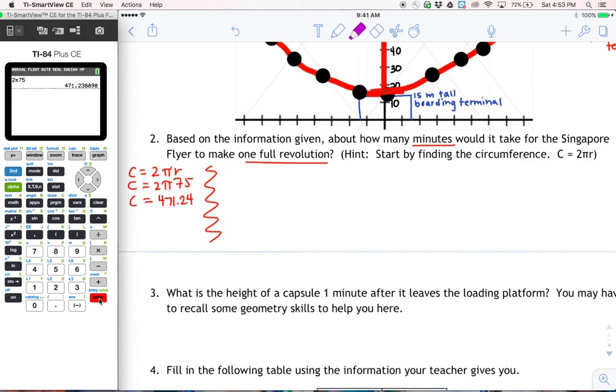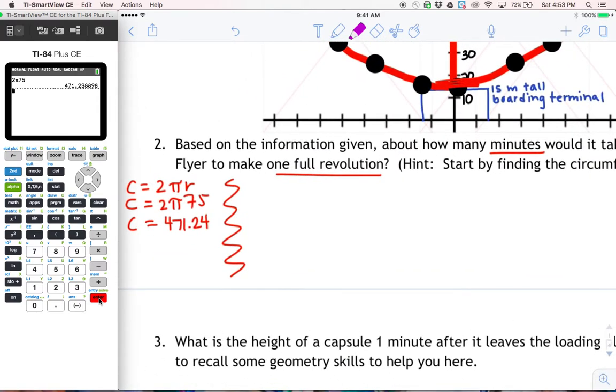So we have to convert some things. First of all, our answer that we just got is in meters, and we were given centimeters, 26 centimeters per second. So let's change meters to centimeters. All we have to do for that is multiply by 100, which you probably know. But this is what this looks like.